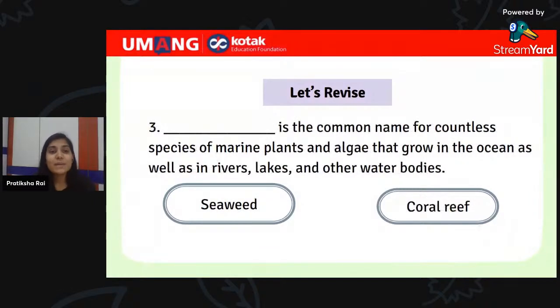Dash is the common name for countless species of marine plants and algae that grow in the oceans as well as rivers, lakes, and other water bodies. Is it seaweed or coral reef? Look at what is written and quickly type your responses in the chat box. Is it seaweed or coral reef? Yes, that's right. The correct answer is seaweed. So, seaweed is the most common name for countless species of marine plants and algae.